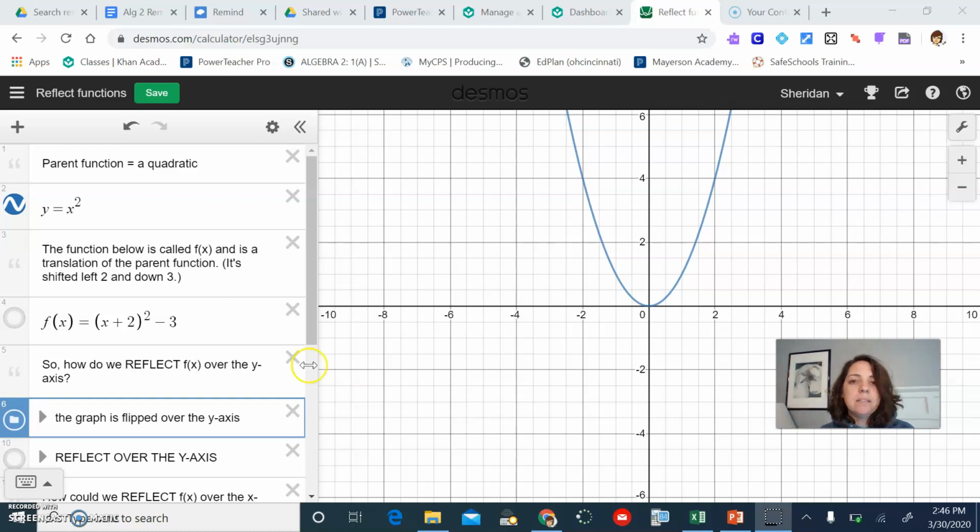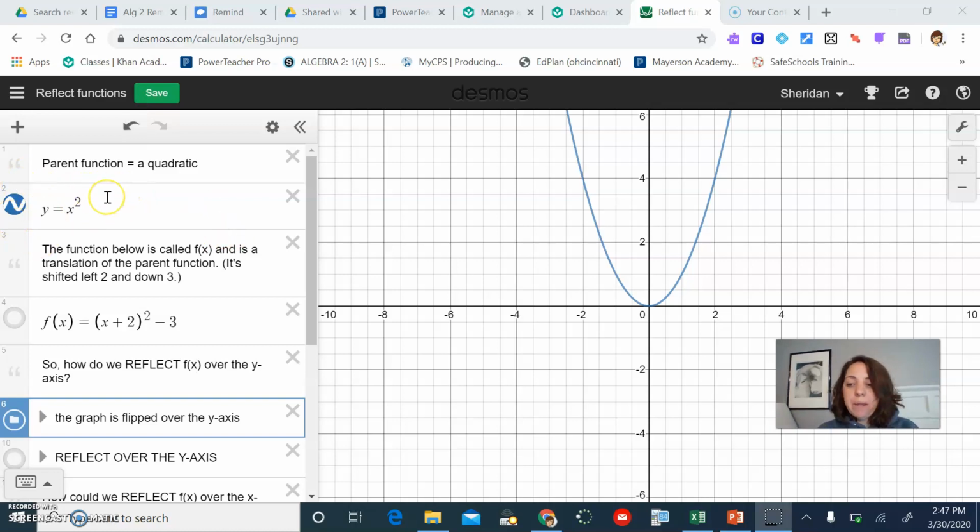So this video is going to be about reflecting functions. And the last video that I made was about translating, which just means sliding things up and down or right or left. Reflecting functions means we're going to take something and flip it over, either right and left over the y-axis or up and down over the x-axis. Okay, so that's what we're going to talk about today.